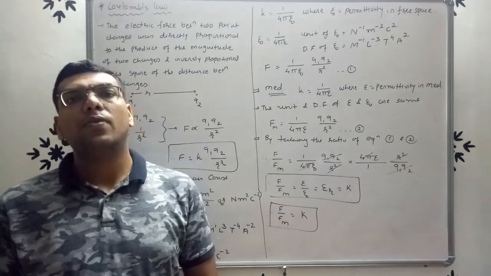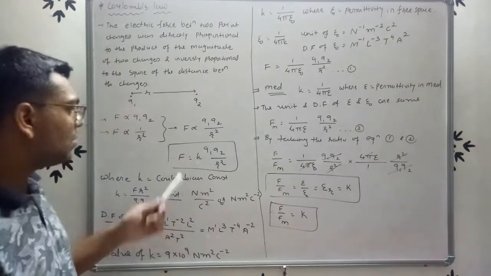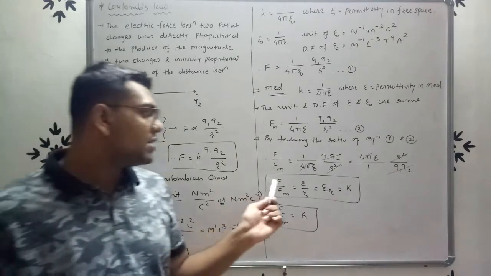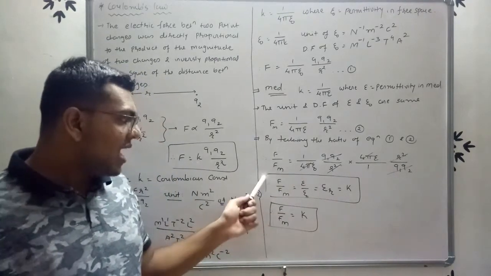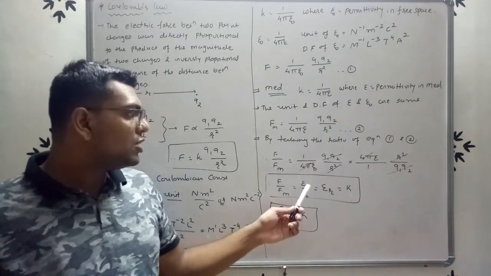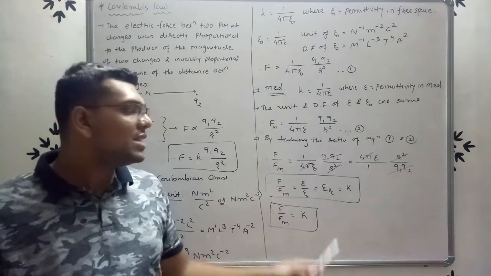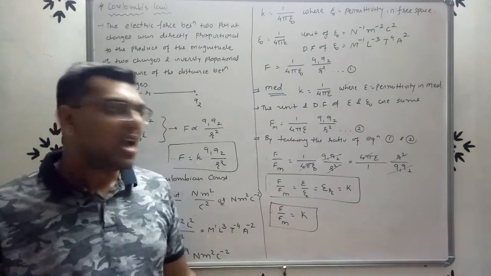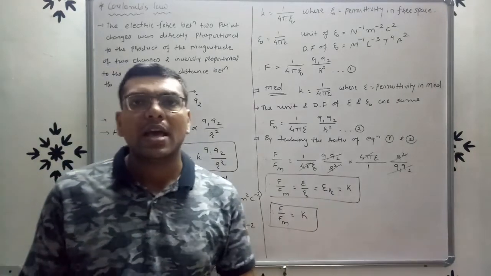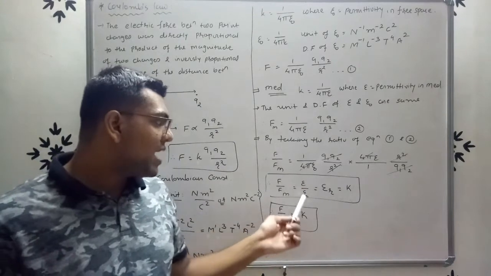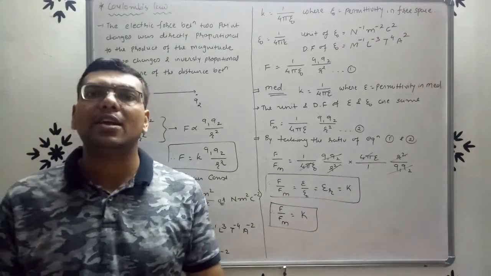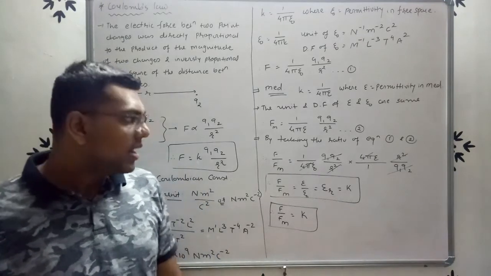So friends, you have to remember these equations. The equation of Coulomb's law is F is equal to K Q1 Q2 upon R square, right? Then this equation is very important for you: F by Fm is equal to epsilon by epsilon 0, and the ratio of epsilon and epsilon 0 is known as relative permittivity, epsilon r, or dielectric constant, capital K, right? So epsilon by epsilon 0 is equal to epsilon r, or dielectric constant, capital K.